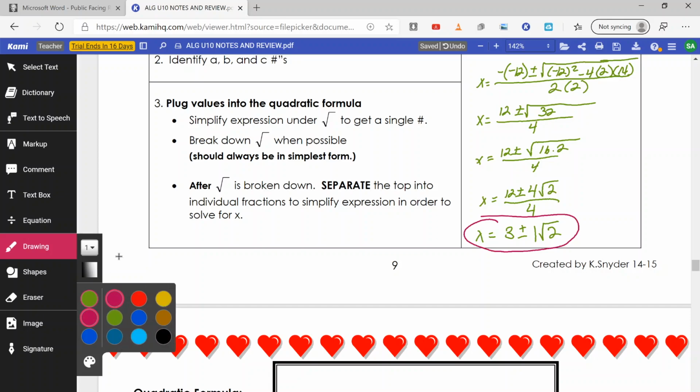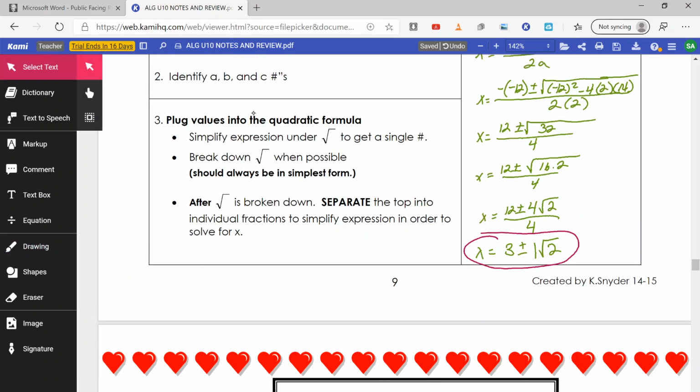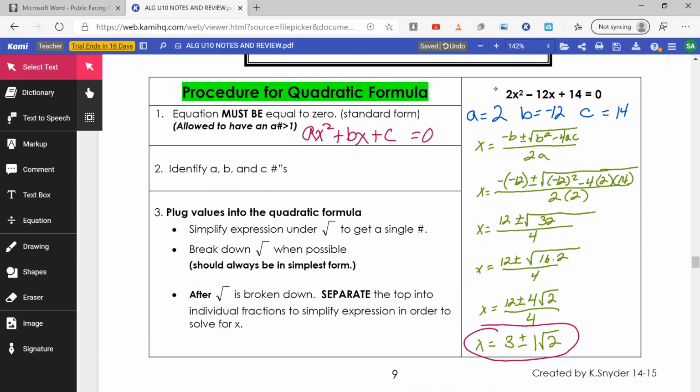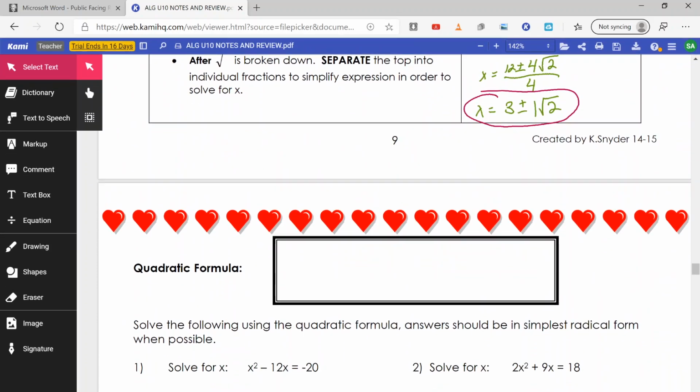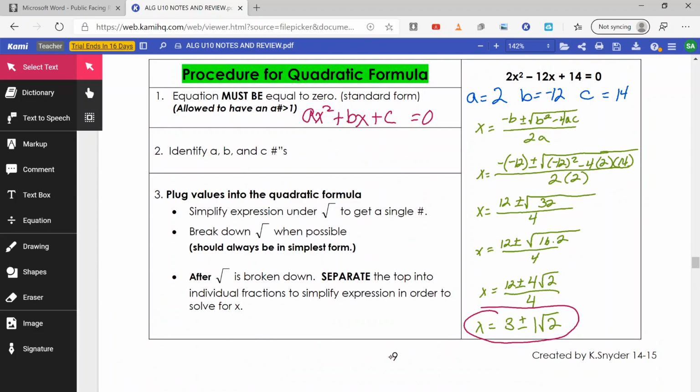We use the quadratic formula anytime we are given an a value that is not 1. So in this case, we had an a value of 2. So we use the quadratic formula right off the bat. We didn't try to factor it or anything to that nature. The other reason we use the quadratic formula is because it's always going to work. It doesn't matter if the equation is factorable or not. We can go right to the quadratic formula because it's going to work every single time. We will get an answer.